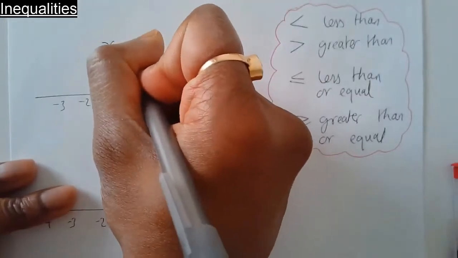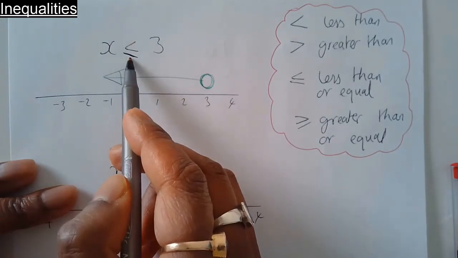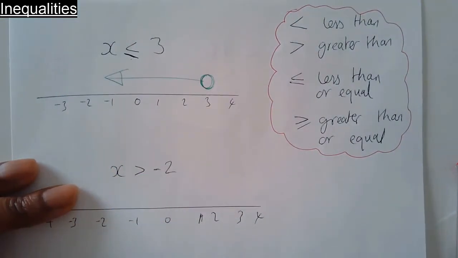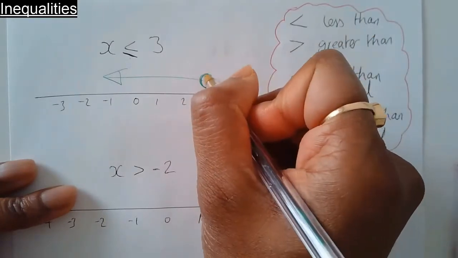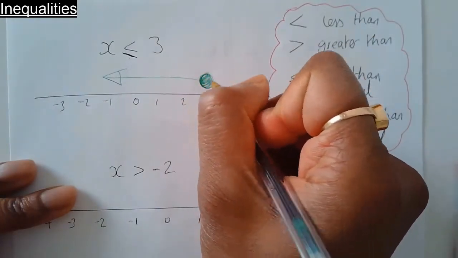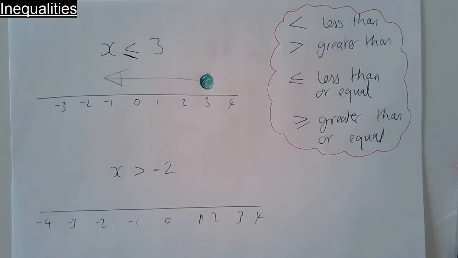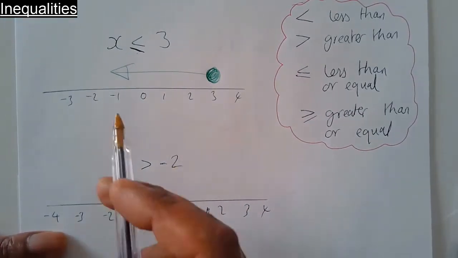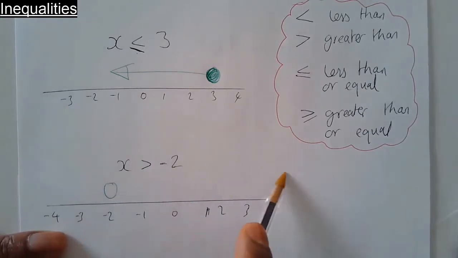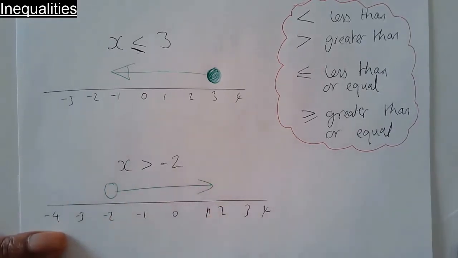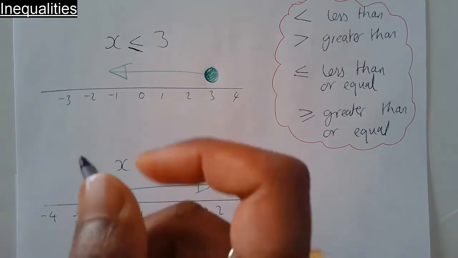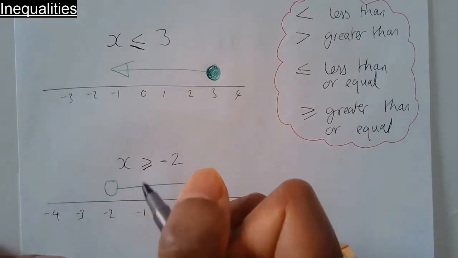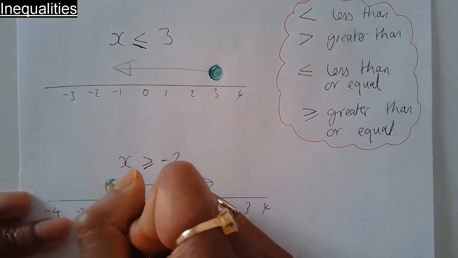But if it was like this, x less than or equal to 3, you wouldn't make it hollow, you'd make it filled in. This one over here, x greater than -2. So you find -2. Look, the arrow's going that way, so you make it go that way as well. If this is x greater than or equal to -2, you make sure it's filled in.